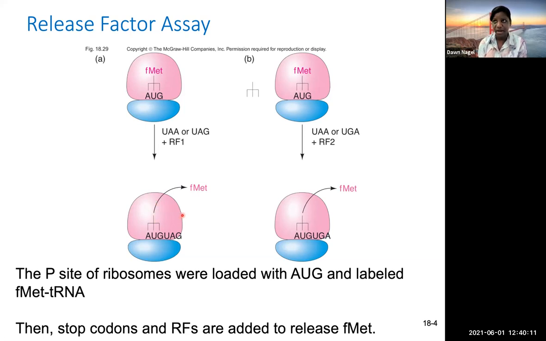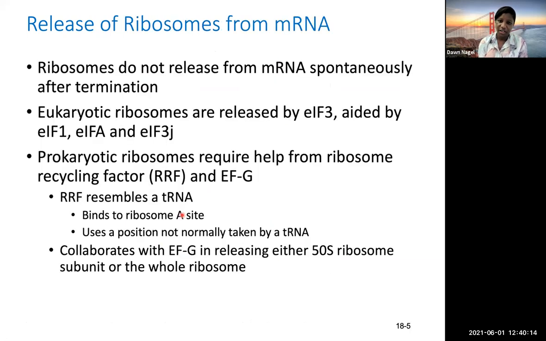They do so by positioning themselves in the empty A site. The release factor binds to the A site because when you encounter a stop codon, there's no recognition for a tRNA to bring in amino acids. Instead, the release factors go there to destabilize the complex completely. And for the most part, when the stop codon is encountered, the ribosomes do not just spontaneously release the mRNA after termination. You need the help of additional proteins for this to happen.